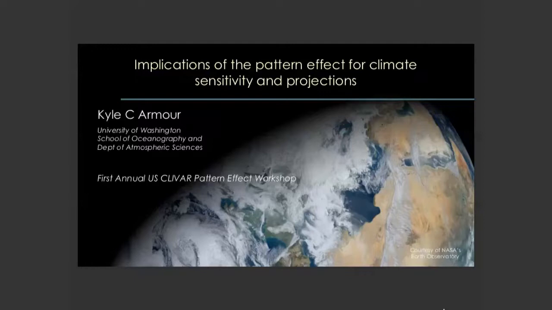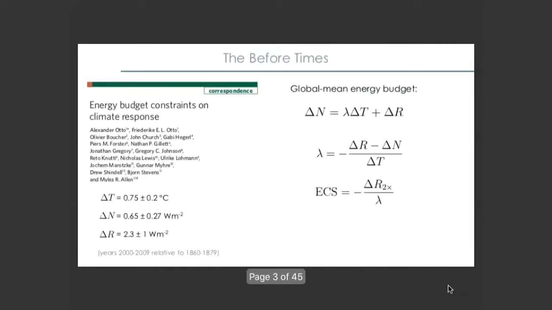So first I'll talk about the pattern effect in ECS. I want to give a quick historical overview of what life was like before the pattern effect, the before times. This is a paper from 2013 or 2014, quantifying climate sensitivity. It's a very simple idea.